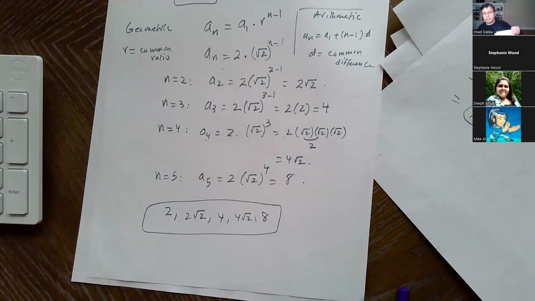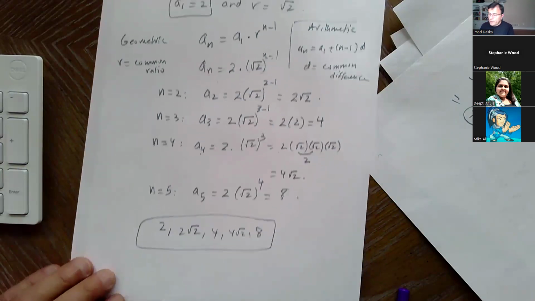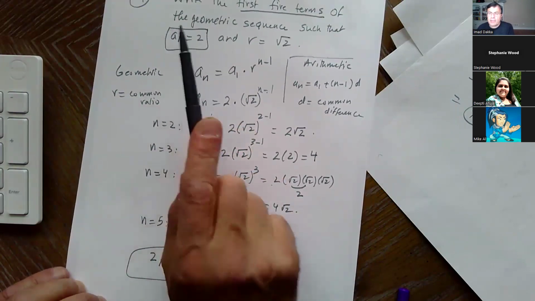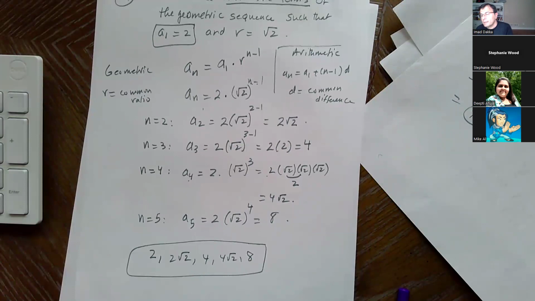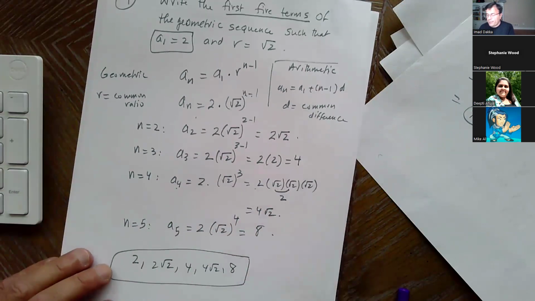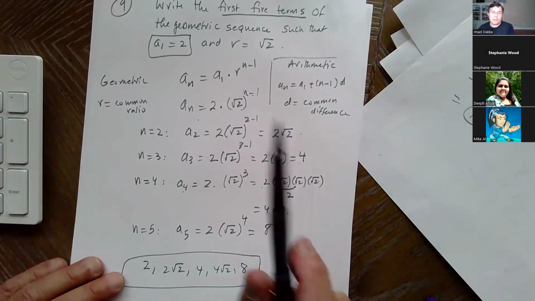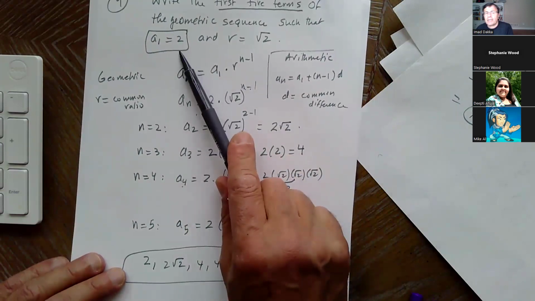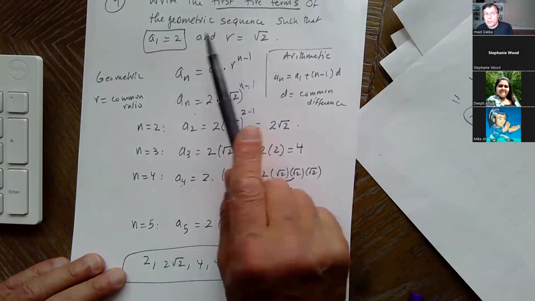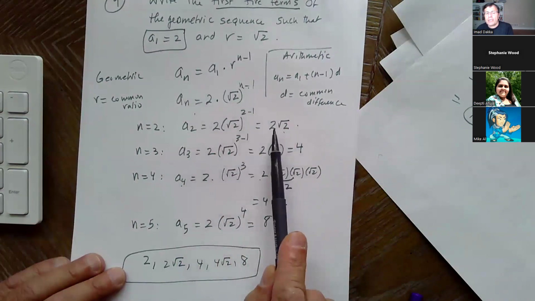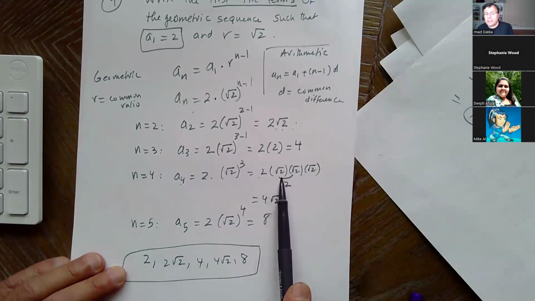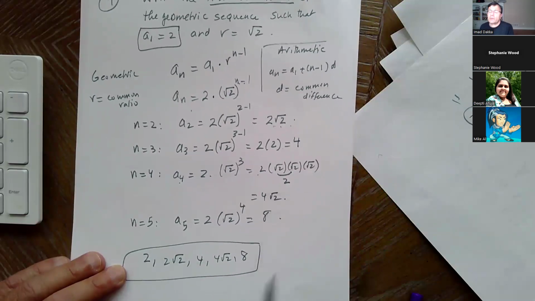Would you recommend that we just use the formula or actually multiply the common ratio? You could. The only thing is, I'm worried if they don't give you the first term, they give you something else. Remember, I said there's a couple methods. If you have the first term, to get the second one, you do a1 times r, which is 2 root 2. And then you take a2 times r, which gives you a3. And then a3 times r gives you a4. And a4 times r will give you a5.